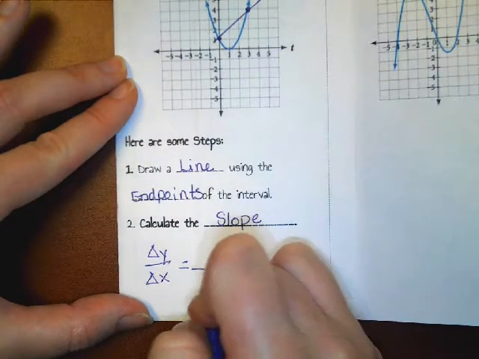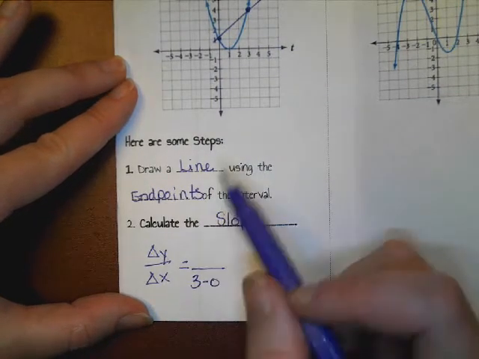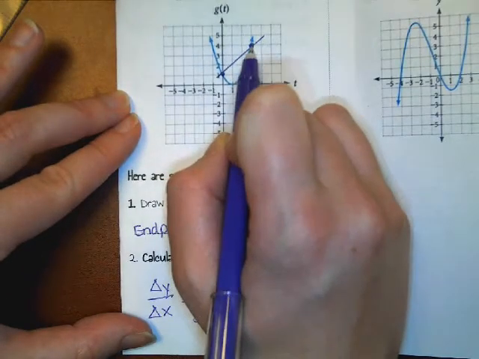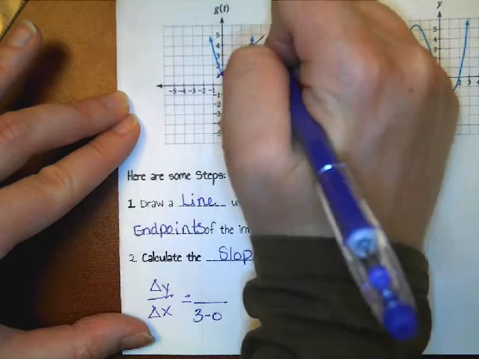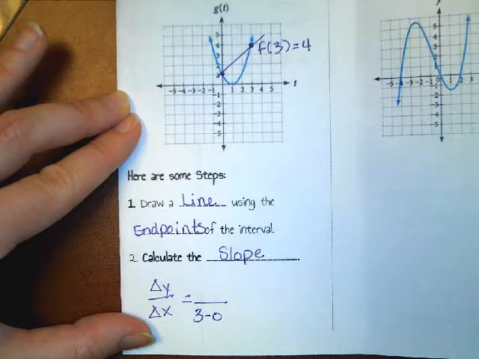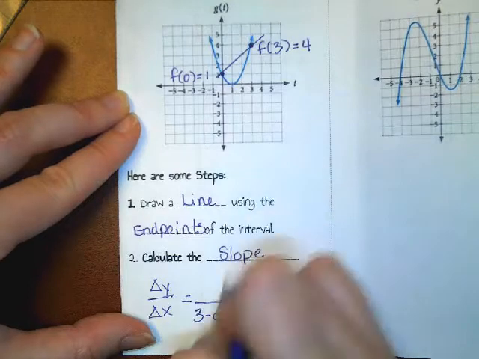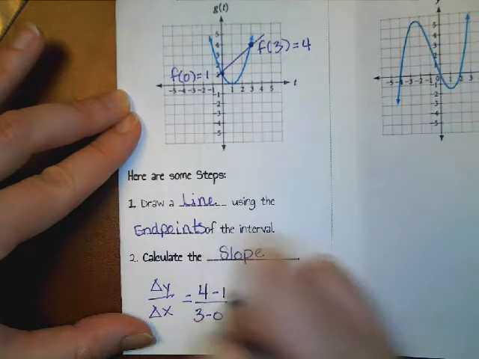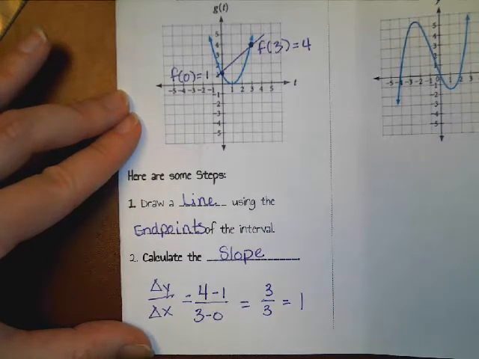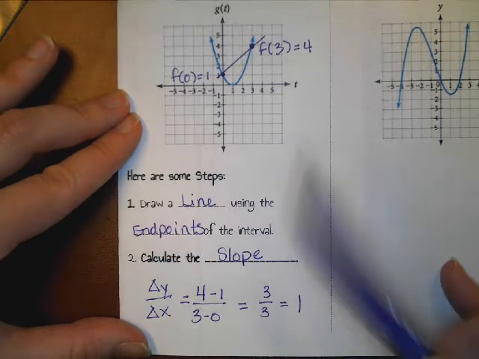Okay. And then it had a change. So you did 3 minus 0, which is 3, and then? I did 4 minus, wait. Yeah, 4 minus the second y value, right? So f at 3 is 4, and f at 0 is what? 1. So you did 4 minus 1. And that just means that it's 1.